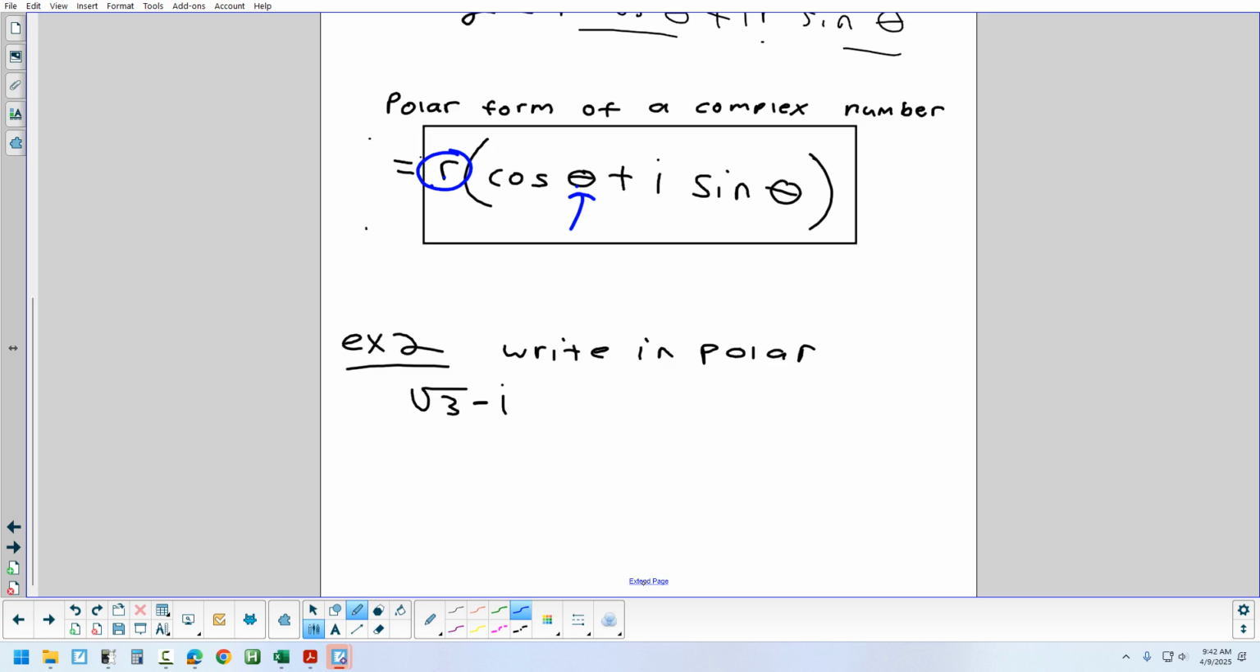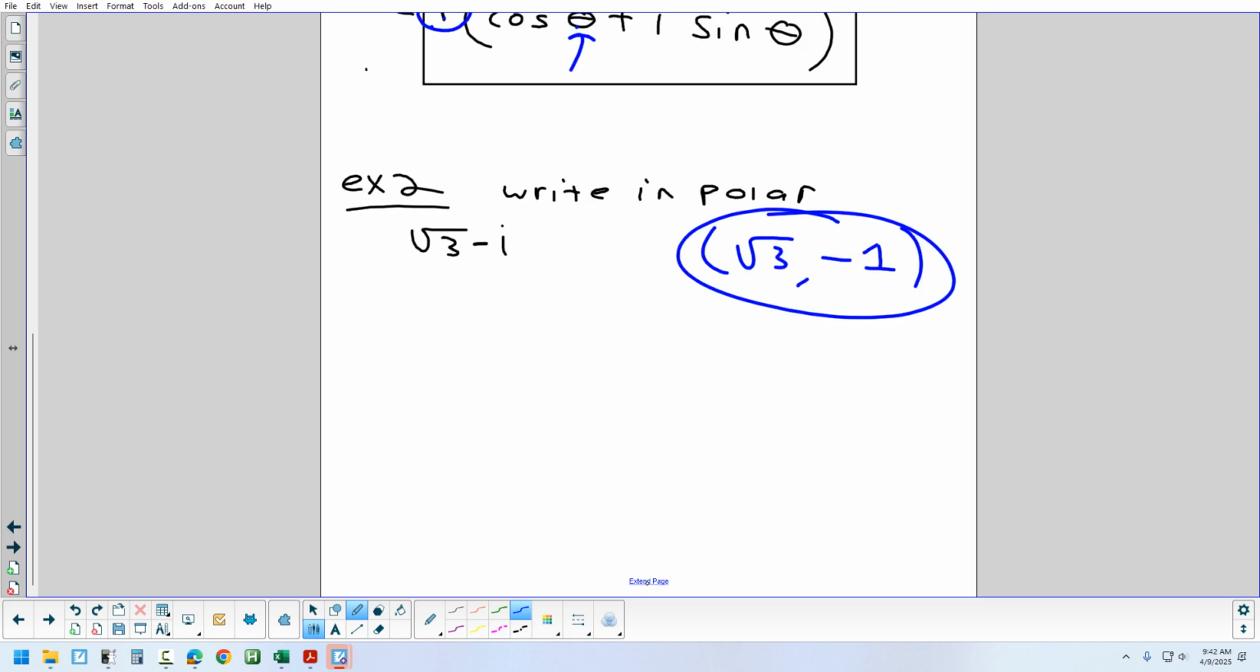Writing this complex number in polar would be exactly the same as writing that in polar. There's really no difference how you do the work. That's the kind of problem you would have had on Tuesday. There's no imaginaries in that. Just a root 3 and a negative 1. This is a root 3 and a negative 1i.